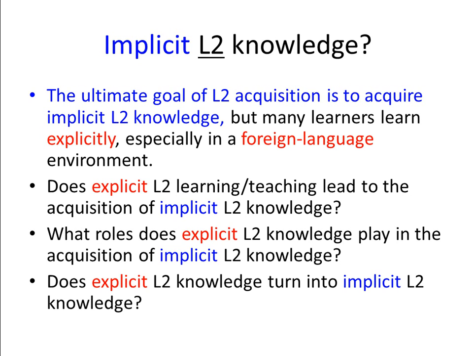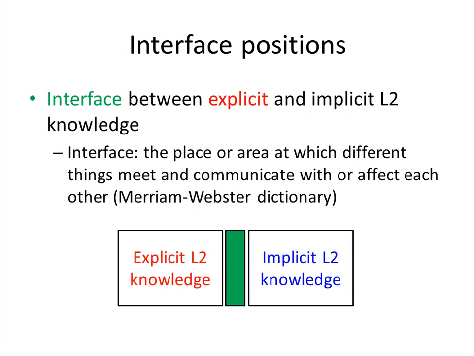So an important question for us to ask now is, does explicit second language learning or teaching lead to the acquisition of implicit second language knowledge? Or what roles does explicit second language knowledge play in the acquisition of implicit second language knowledge? Or does explicit second language knowledge turn into or become implicit second language knowledge? So we need to ask these questions. And actually, researchers have asked these questions, and there are some answers. We have a few positions, usually we call them interface positions.